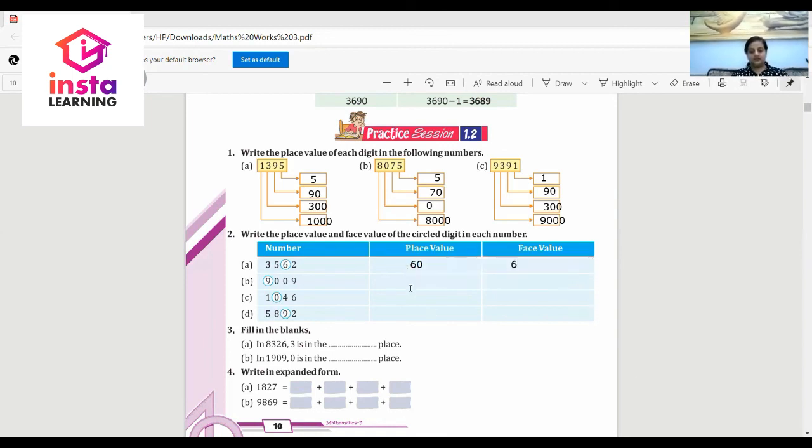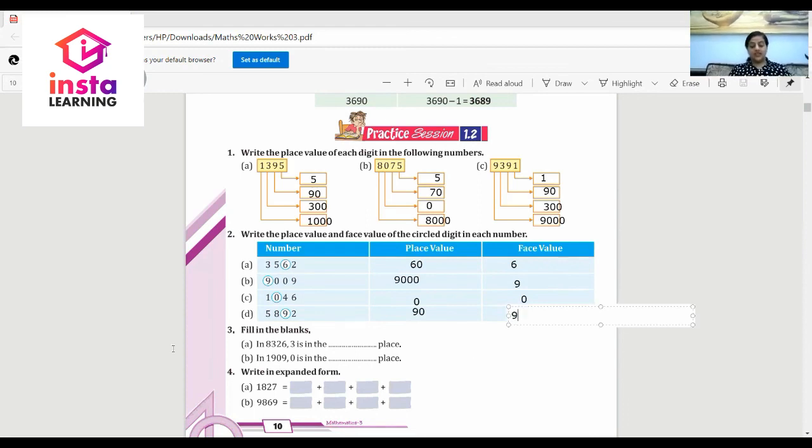So next is 9. The place value is 9000 and the face value is 9, that is 9 only. Okay. Next is 0. The place value is 0 and the face value is also 0. Okay. Next is 90. It means 9 tens place value is there and 9 is the face value.